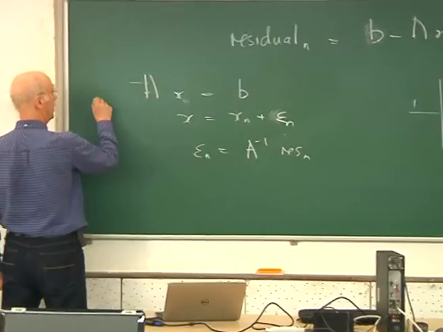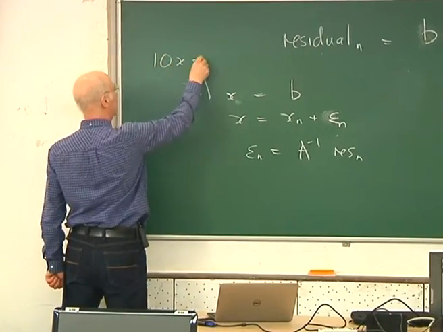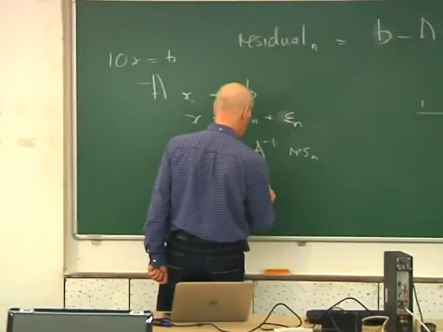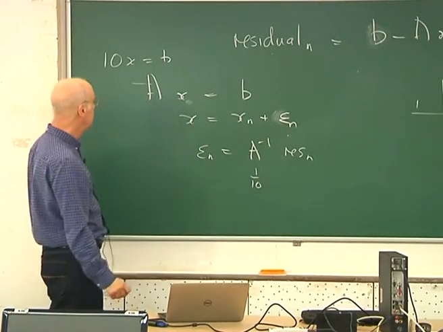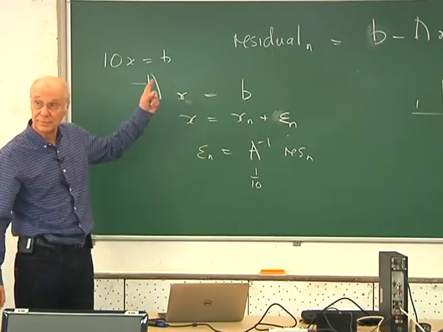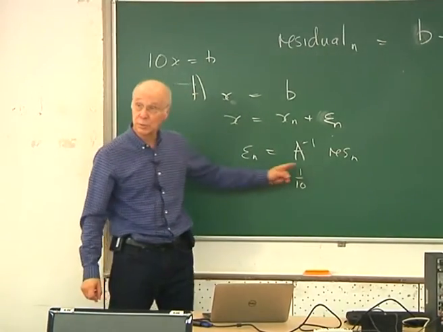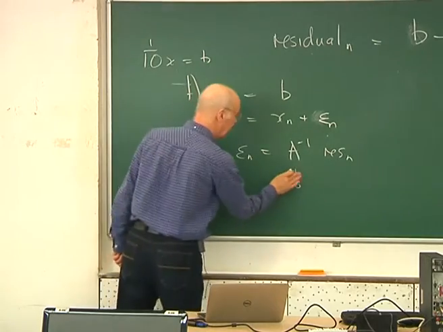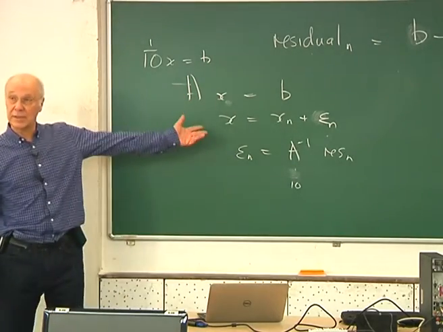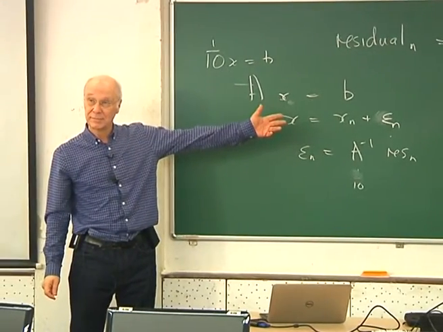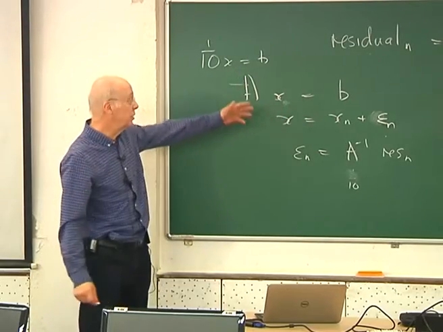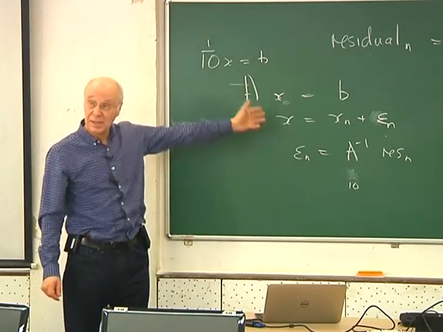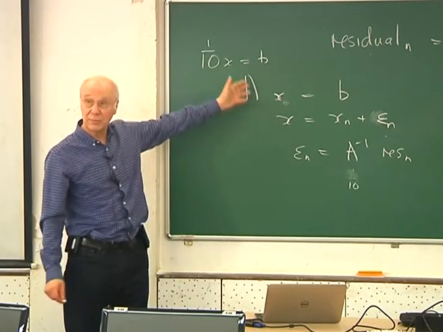Suppose this operator was just 10x equals b. Then the inverse is 1 upon 10, so that's good, the error is smaller than the residual. But suppose this was 1 upon 10, then your error is 10 times your residual. And the way some matrices work, you can have near singular elements, very big elements, but it all depends on the condition number of this matrix.